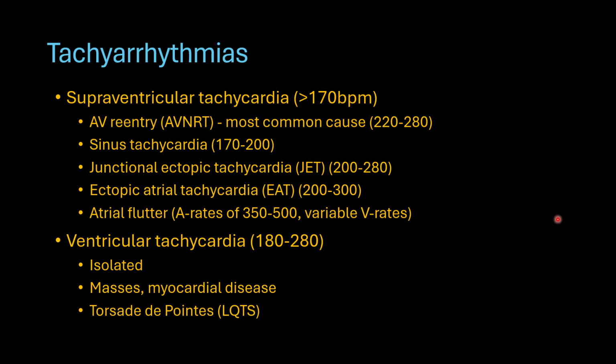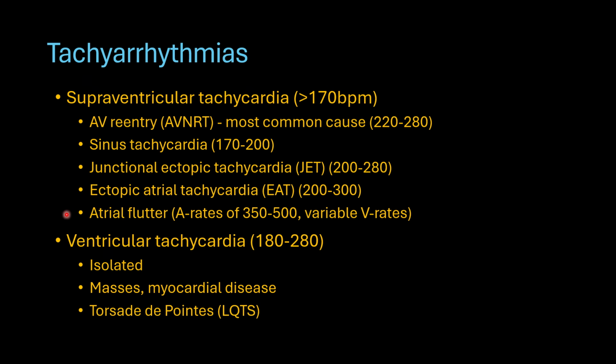Tachyarrhythmias: there are two main types of tachycardia. We have supraventricular tachycardia and ventricular tachycardia, but in general, any heart rhythm that goes above 170 beats per minute is considered a type of tachycardia. AV reentry tachycardia, or AVNRT, is the most common type of SVT, supraventricular tachycardia, followed by sinus tachycardia. Junctional ectopic tachycardia is quite rare. Ectopic atrial tachycardia is secondary only to AVNRT. It's the second most common, followed by sinus tachycardia.